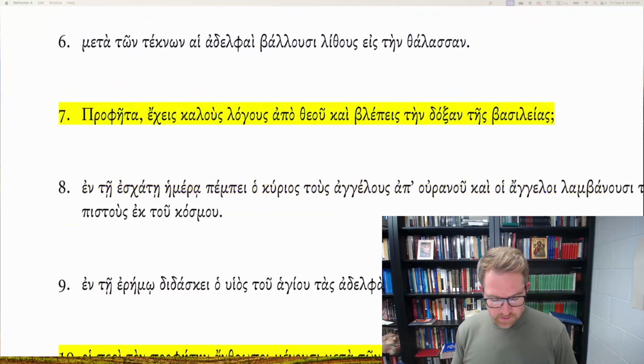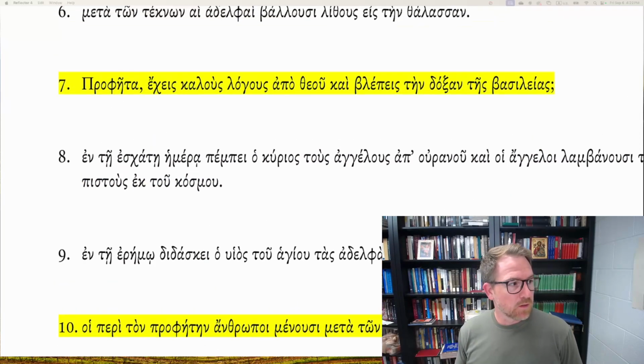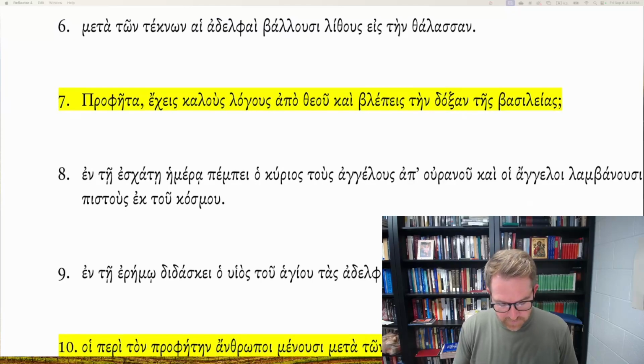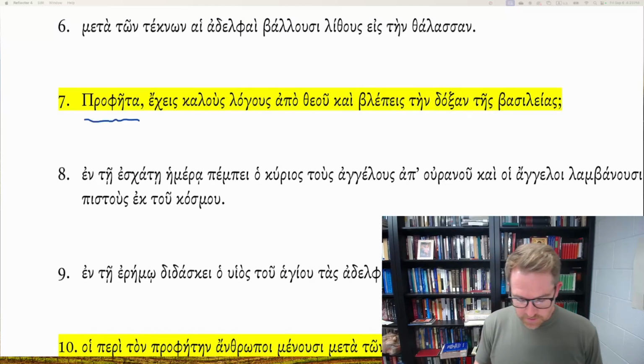Let's do another example. Example sentence number 7. Propheta ekes kalus lagus apa theu kai blepes ten doxon tes basileas. Couple of things to note right away. First, propheta. This is actually a vocative.